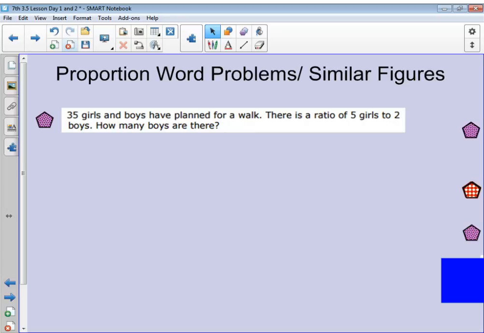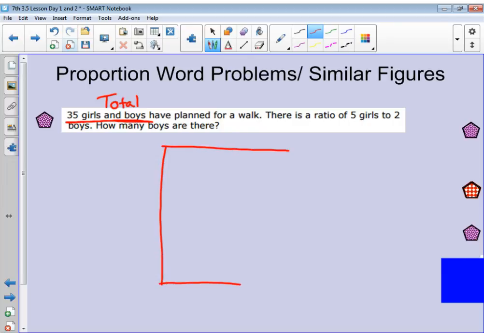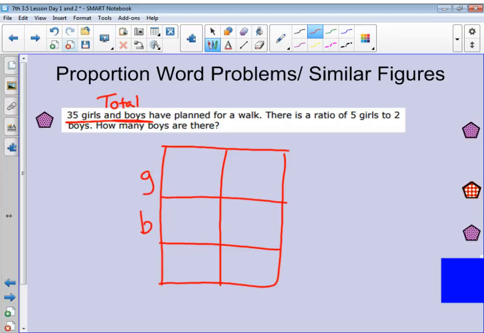Okay, so 35 girls and boys are planned for a walk. So here's the thing. This is talking about girls and boys. That's talking about the total involved. Okay, so here we're going to have a total box. So I like to set it up as a box setup. Okay, so the ratio of 5 girls to 2 boys. So girls to boys, 5 girls to 2 boys, and our total.